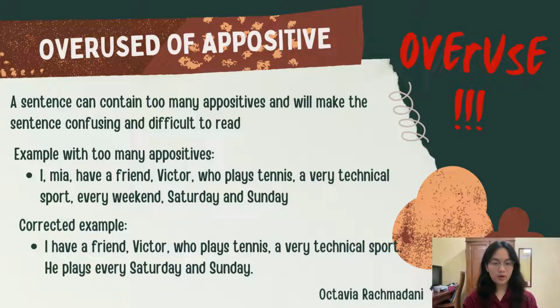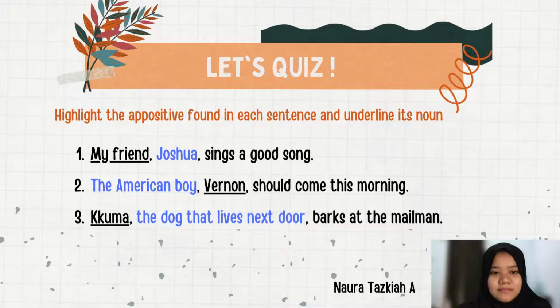Appositives should add content to a sentence to make the writing more concise, but not in such a way that they create confusing syntax. In this case, the writer should break up this information into multiple sentences. Correct example: I have a friend, Victor, who plays tennis, a very technical sport. He plays every Saturday and Sunday.